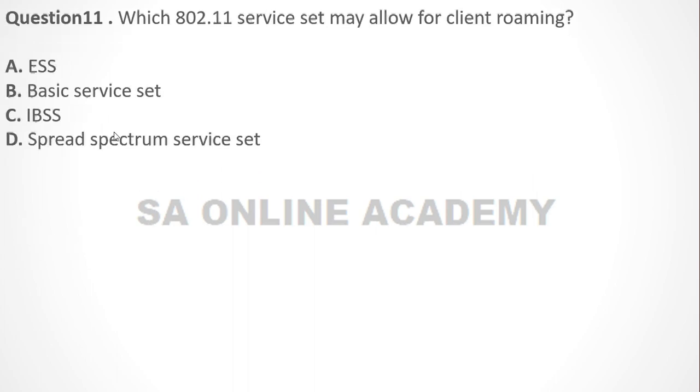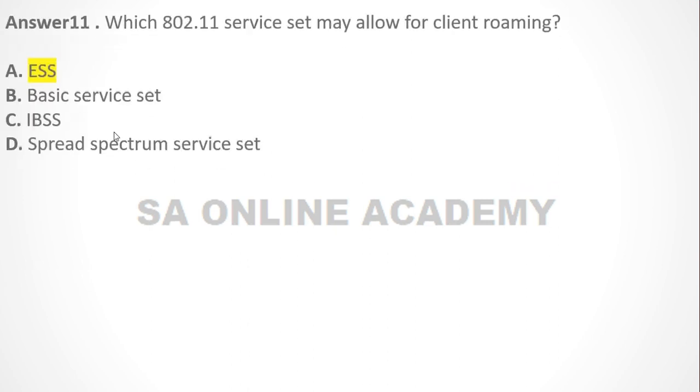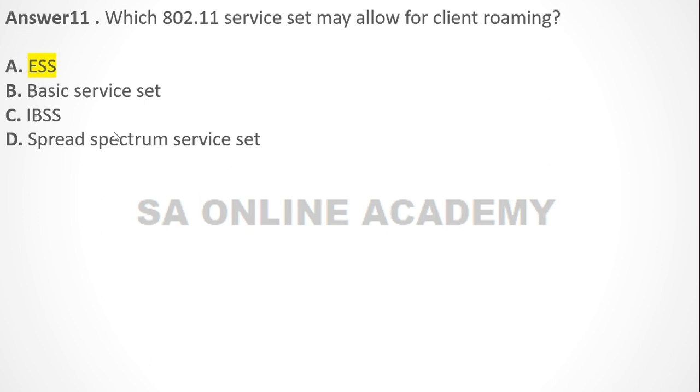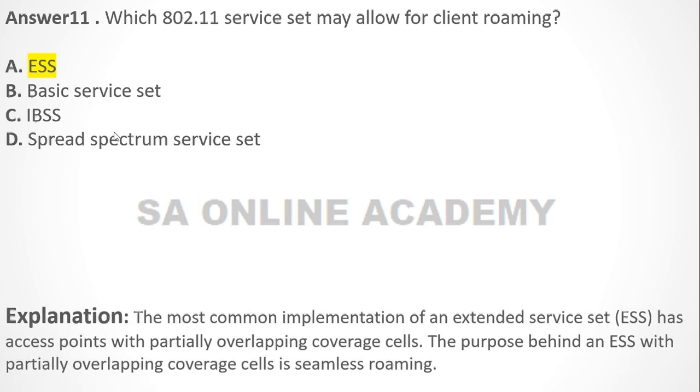Question 11. Which 802.11 service set may allow for client roaming? Option A, ESS. Option B, basic service set. Option C, IBSS. Option D, spread spectrum service set. The correct answer is ESS. Extended service set is mainly used to allow roaming. We discussed, and I have also shown you diagrammatically, how the client moves in ESS. There is an overlapping region, and in that overlapping region they are also using the common SSID. With that common SSID, ESS offers roaming to the clients.